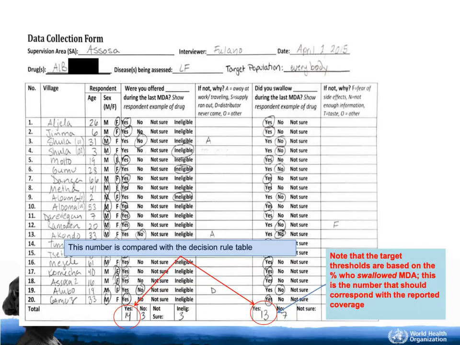Here is a sample data collection form. To determine coverage, we look at how the number of people who replied yes to being offered and swallowing the drug compare. However, for our decision rule chart, we mostly care about the number of people who have swallowed the drug, which is the right-hand column. This will be the number that we will use to correspond with the reported coverage. Now, let's look at a few more examples in depth.